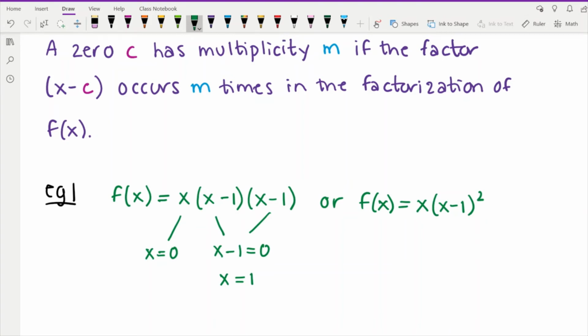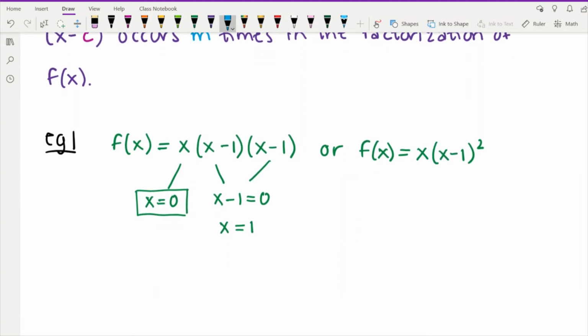And so what's the difference in multiplicity? Well, for this first zero, x is equal to 0, notice that you only got that solution once. x only appeared once in the factorization. So what we would say about multiplicity is that this first zero has multiplicity 1. And then what about x is equal to 1? Well, that one occurred twice. We got that same solution twice. Or another way of thinking of it is x minus 1 occurred twice in the factorization. And so this would be multiplicity 2.